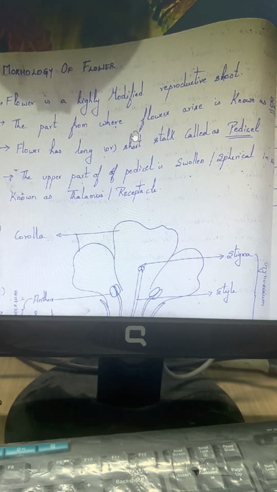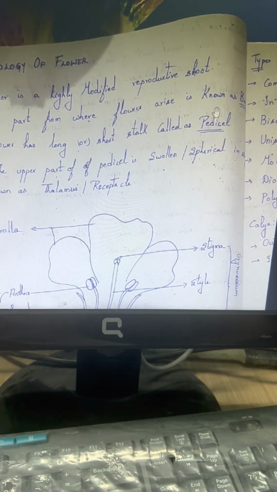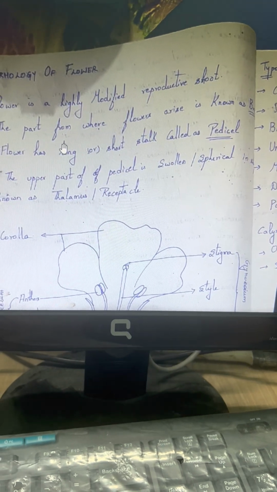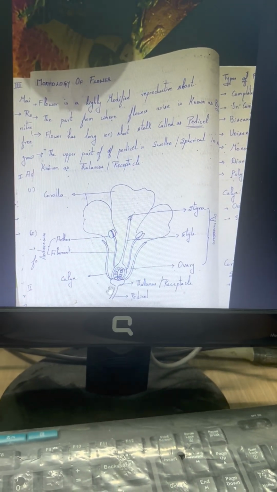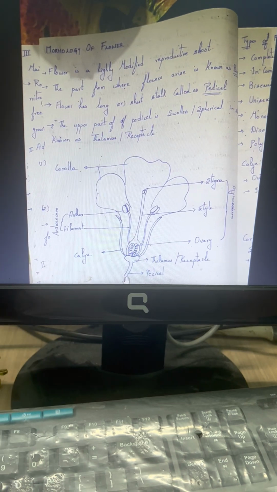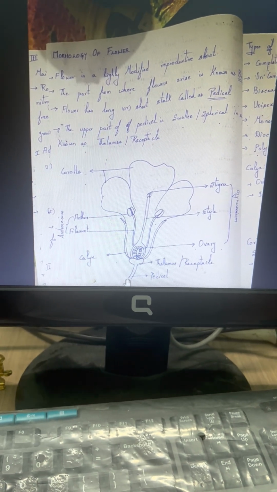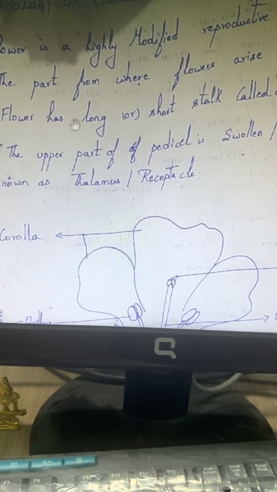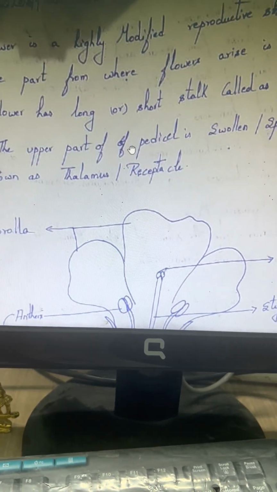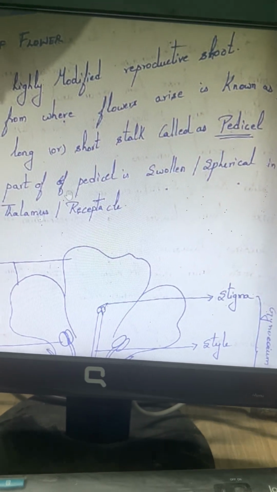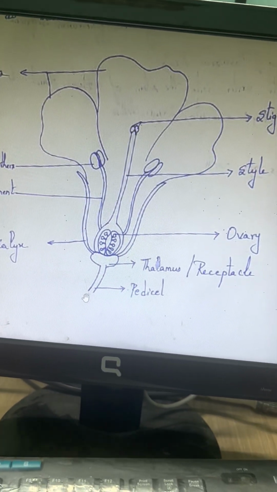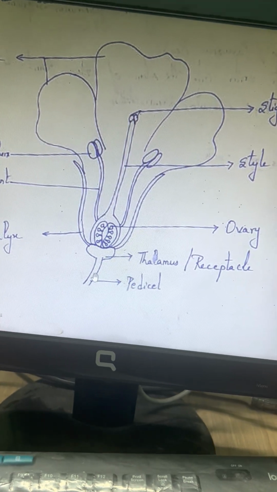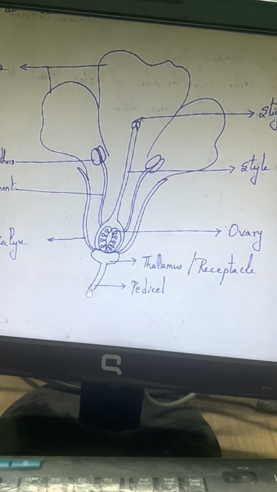The part from where the flower arises is known as the bract. This area, below this area, is known as the bract. Next, a flower has long or short stalks called pedicels. This is the thing which is known as the pedicel. The flower is attached with the help of the pedicel.